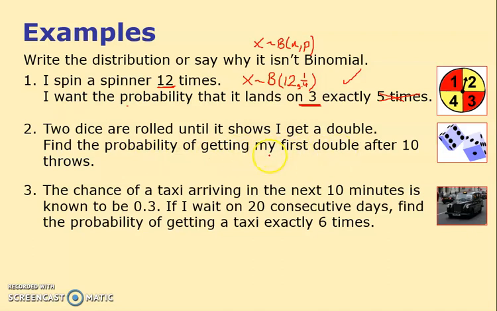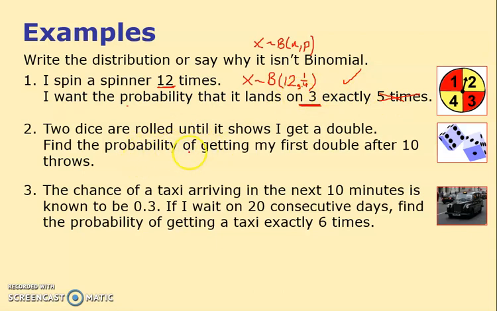This would be binomial if it said find the probability of getting 4 doubles in the first 10 throws. You see, that's what I want from this. I want a set number of goes, and I want to be counting up how many times it happens. Here, if I was spinning this, and it said, what's the chance of me getting this 3 exactly 5 times? You see, I'm counting up how many times it happens. But this one, I'm not.